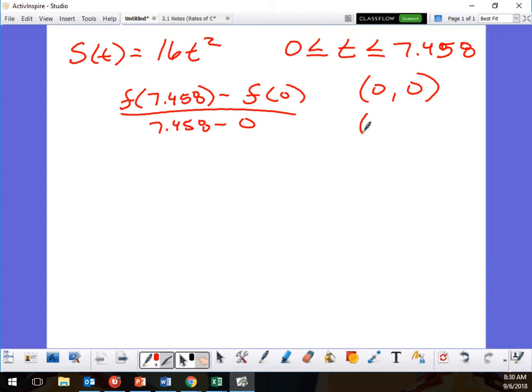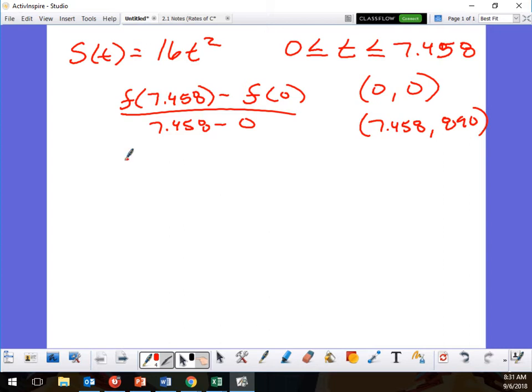Okay. So now at 7.458, comma, it should be at 890, right? Because that's when it's supposed to hit the water, or hit whatever, smashing it at the bottom, jagged rocks. Anyway, that should be my distance there. So now I have 2 points, right? So I'm finding the slope in between those 2 points. So let's go ahead and do this.